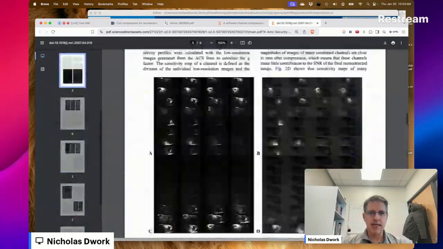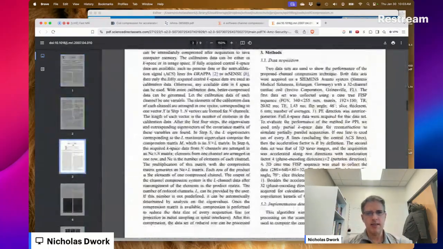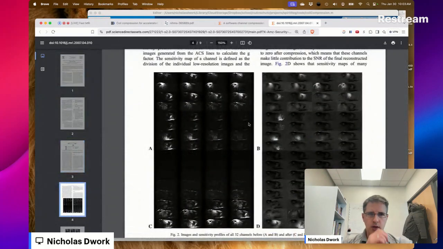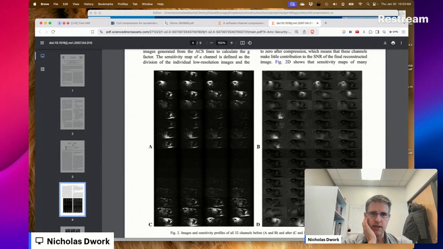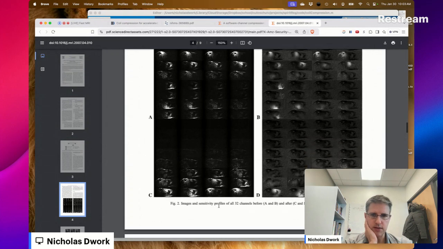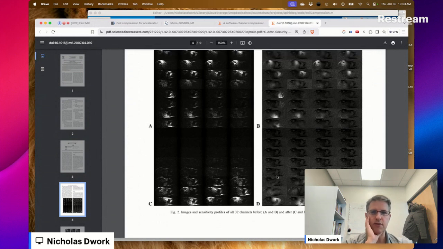The idea is that we're relatively certain with these. Where are the compressed coils? Before A and B and after. So this is after coil compression. Okay, so we're confident in a small number of these coil sensitivity maps. The rest, though, are noise.